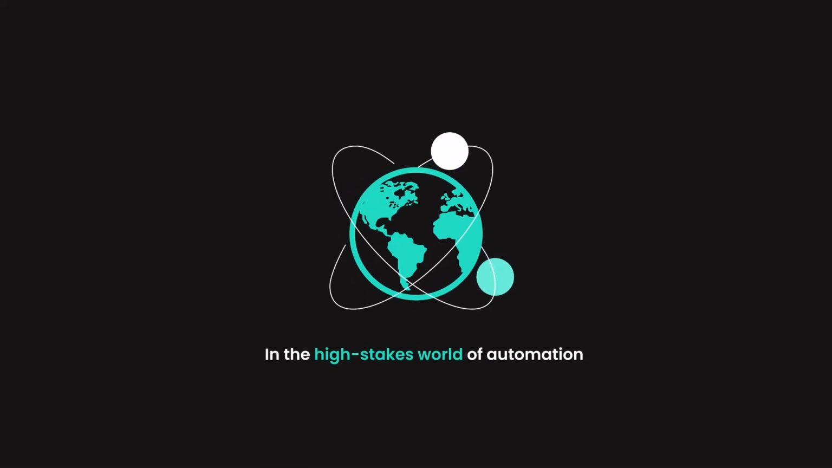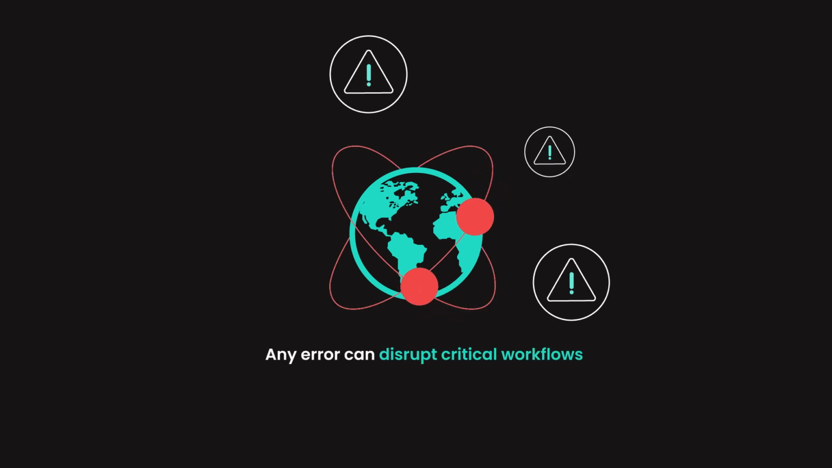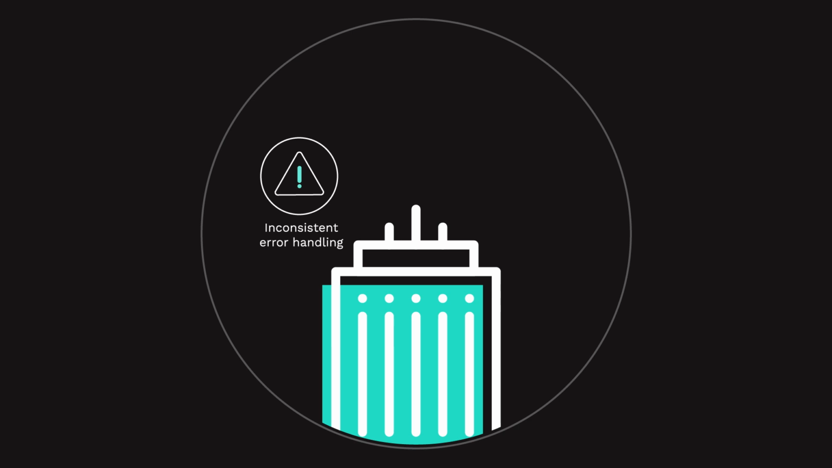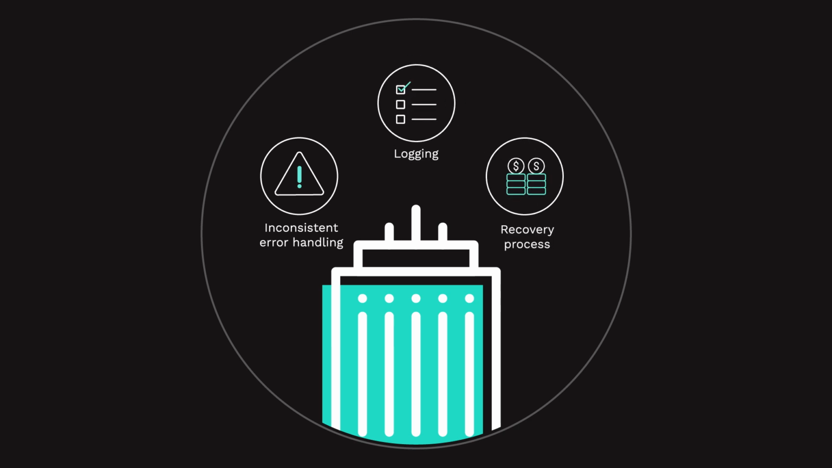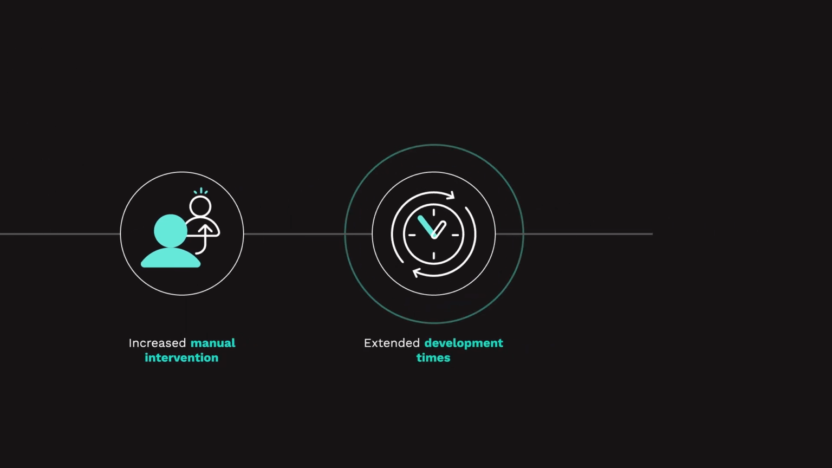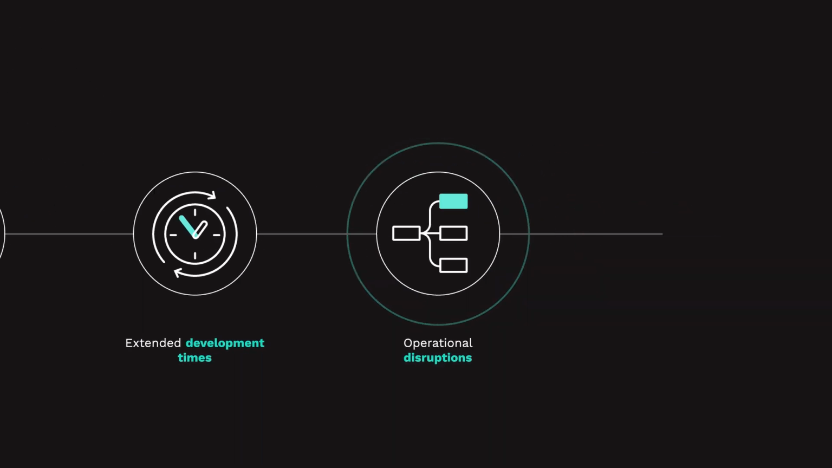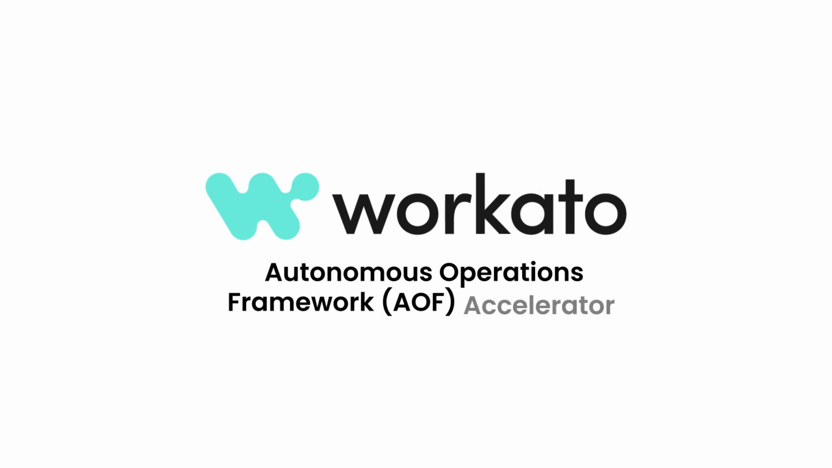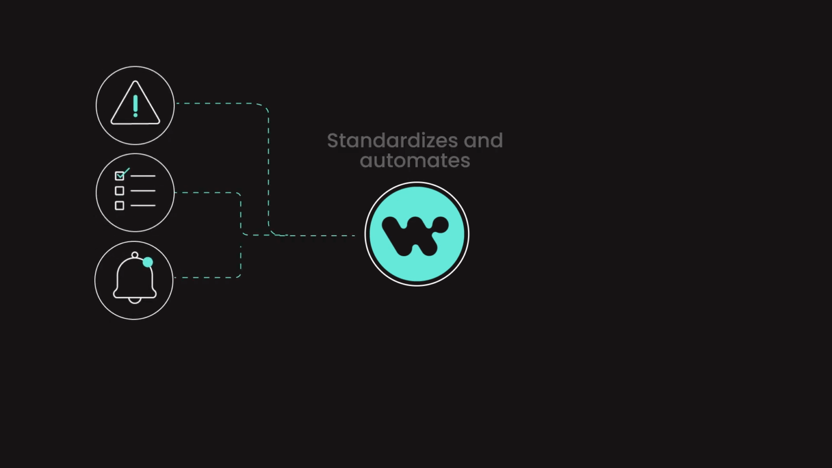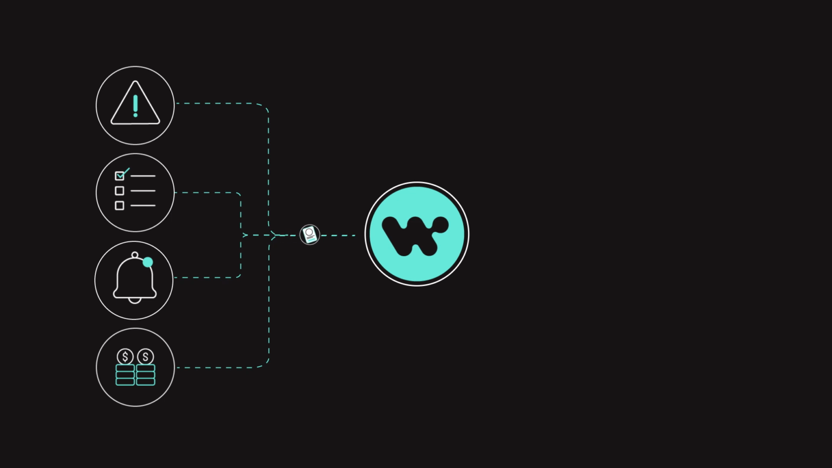In the high-stakes world of automation, any error can disrupt critical workflows. Organizations frequently struggle with inconsistent error handling, logging, and recovery processes in their Workato recipes, leading to increased manual intervention, extended development times, and operational disruptions. Workato's Autonomous Operations Framework Accelerator provides a comprehensive incident management solution. This framework standardizes and automates error handling, logging, notification, and recovery, minimizing manual intervention and operational hiccups while boosting efficiency.